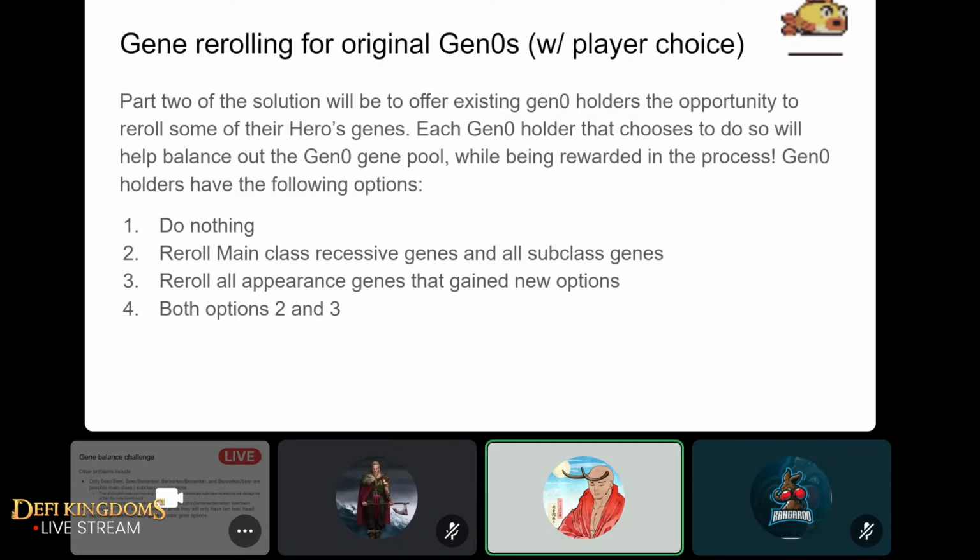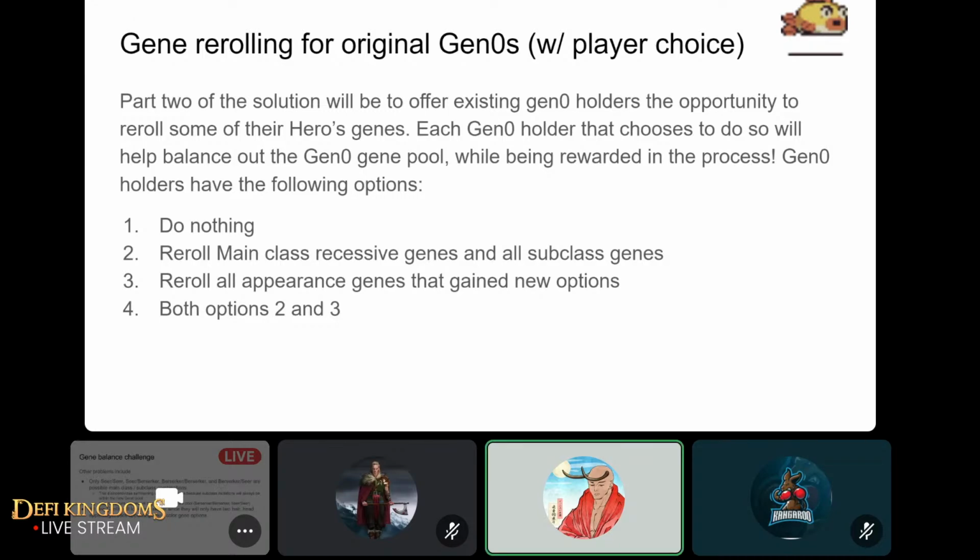However, I will also note that we do plan to do this again with each expansion. So it could be possible for the oldest Gen Zeros to be re-rolled 4 times. And Crystal Veil Gen Zeros won't be able to re-roll this time, but they would be able to re-roll next time, and so on.